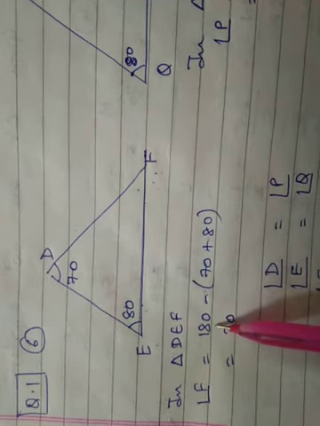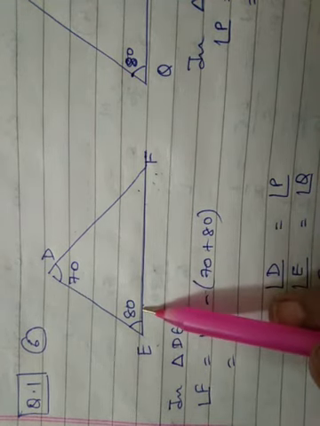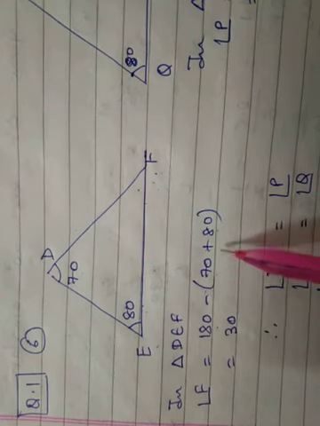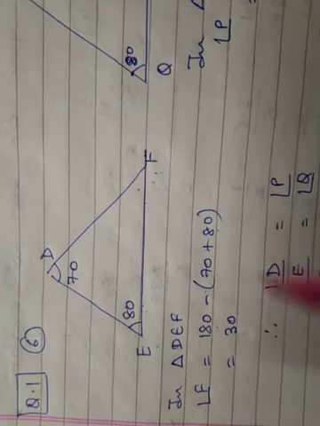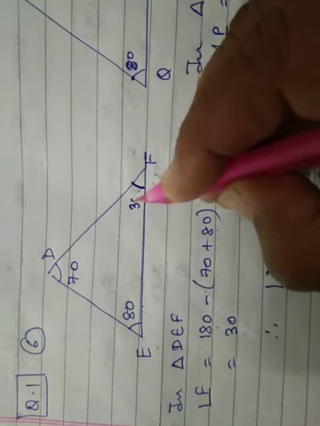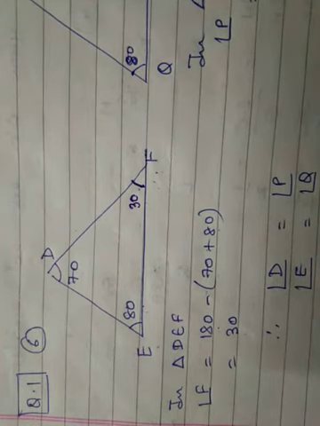So from 180 I will subtract 70 and 80 both, and therefore 70 plus 80 is 150. 180 minus 150 is going to be 30. So this means that this angle F is going to be 30. So I got angle F as 30.